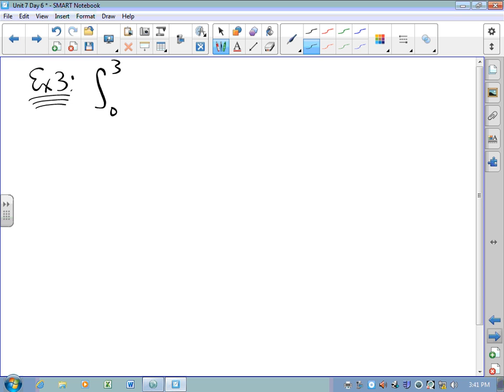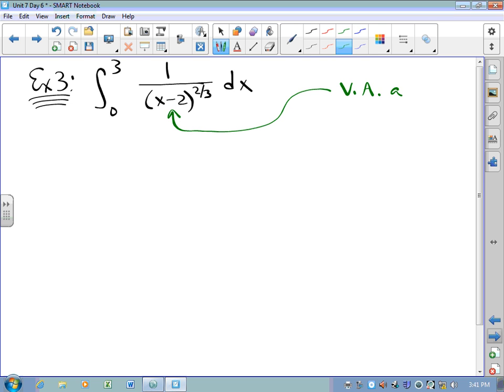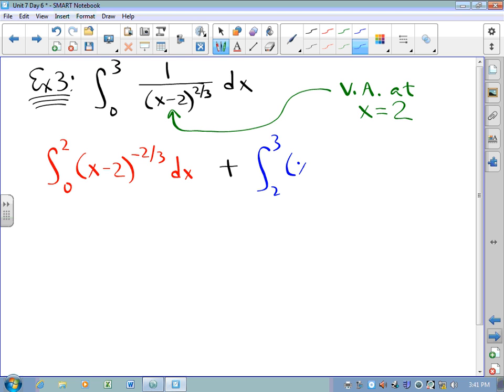Integral from 0 to 3 of 1 over (x minus 2) to the 2/3 dx. Of course, the issue here is that this has a vertical asymptote at x equals 2. And so we're going to add two integrals. We're going to add the integral from 0 to 2 of (x minus 2) to the negative 2/3 to the integral from 2 to 3 of (x minus 2) to the negative 2/3. We're going to see what happens with that.